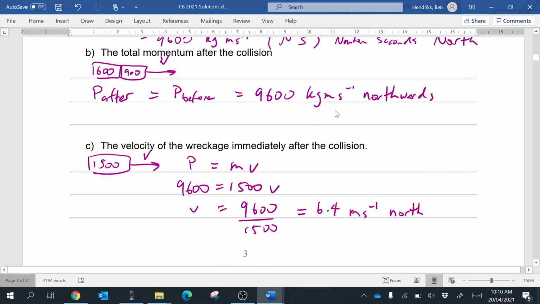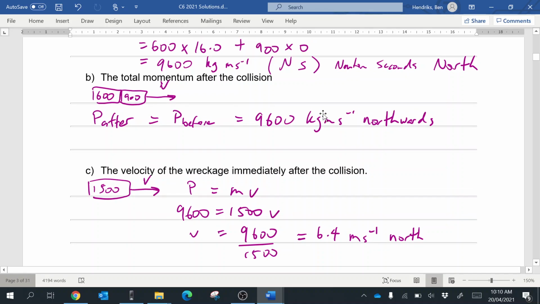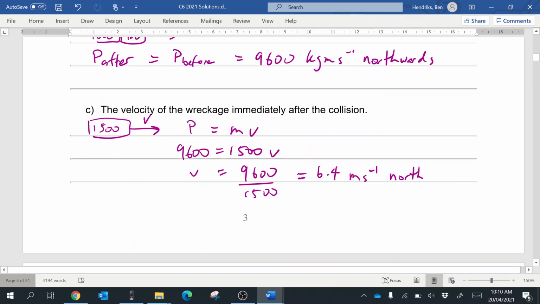Okay, so that's the first example of momentum. Please have a read over the notes for more detail, and we'll look at some more examples in the next lecture.